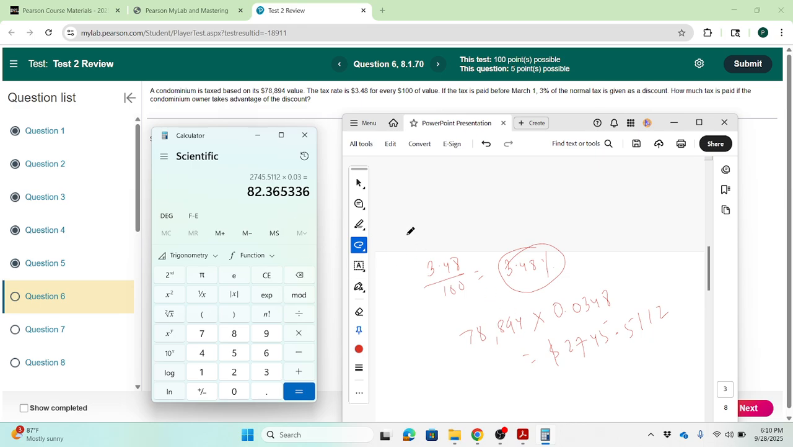So you have to subtract this amount from the original tax, 2745.5112. It's negative because I subtracted the higher number from the lower number, so I'm going to make it positive. So this is the tax paid with the 3% discount, which is $2,663.